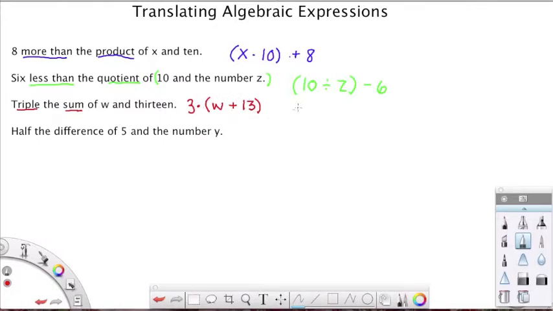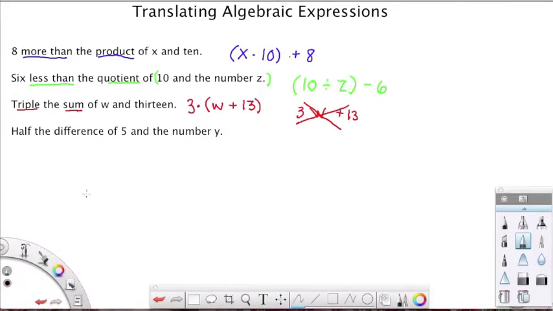Okay, if we wrote it out like this, triple w plus 13, that would be wrong, because the order of operations would be 3 times w, plus 13, but that's not what it says. It says triple the sum. So this is wrong. This is the right answer here. Let's take a look at our last one.